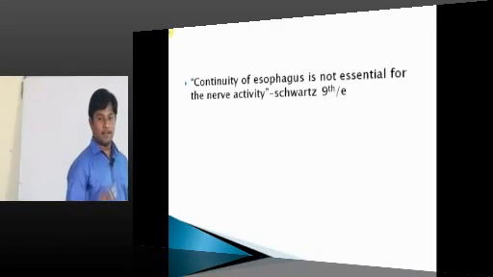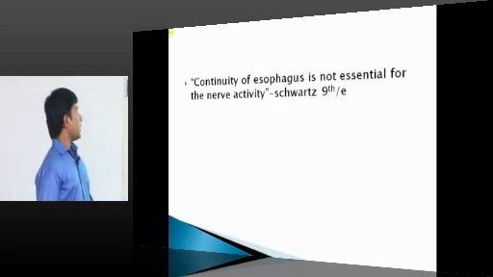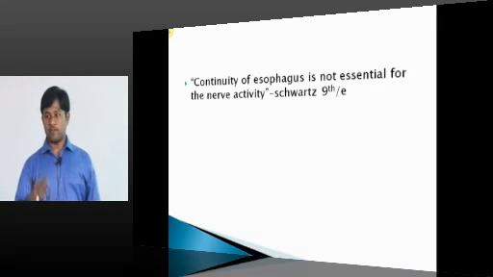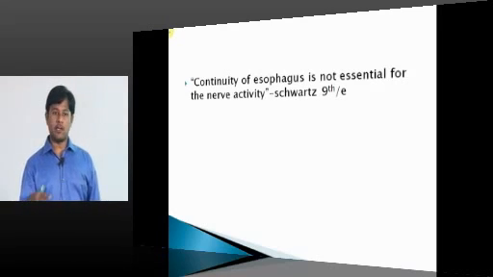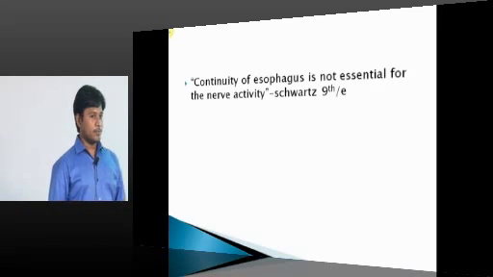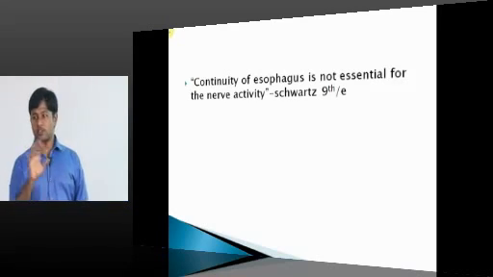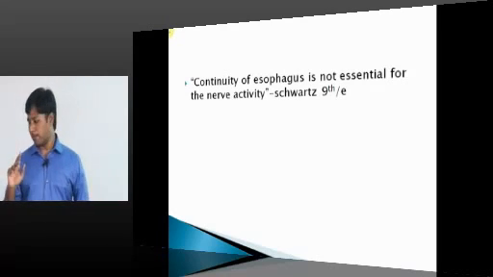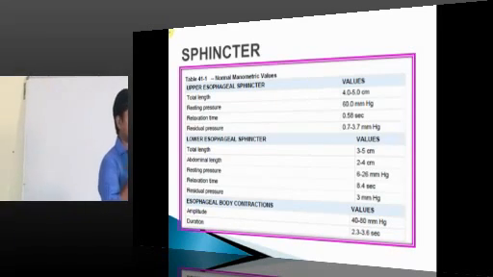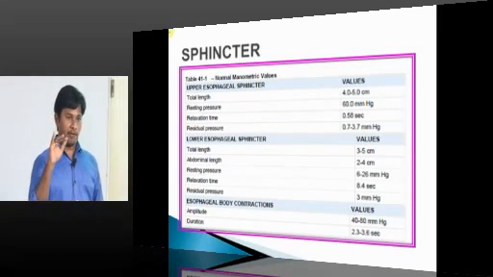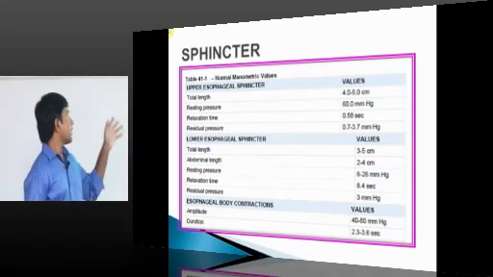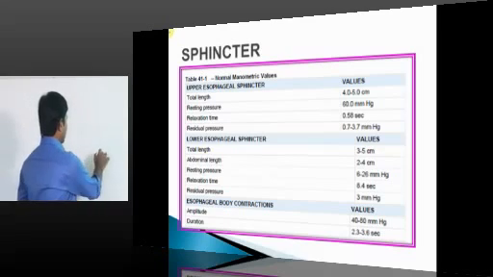This is a very important point. Continuity of the esophagus is not at all required for the act of deglutition or for the nerve stimulation. You can have the esophagus in cuts also. This is an important point. Why? Because in the case of esophageal trauma or something like that, even if there is some nerve damage, you will not have any deglutition problem actually. Okay, right. Let us talk about sphincters.